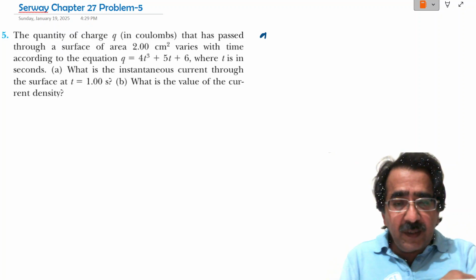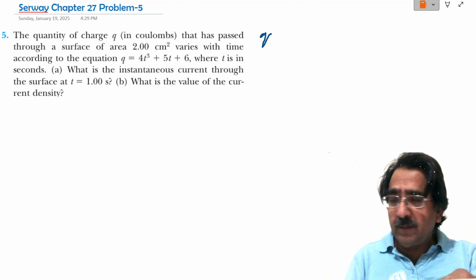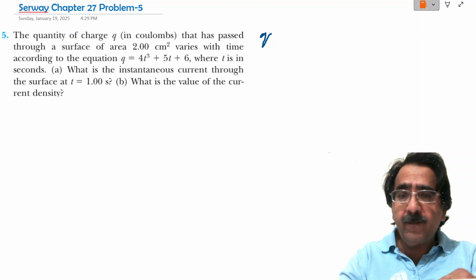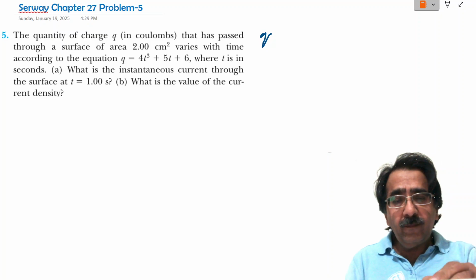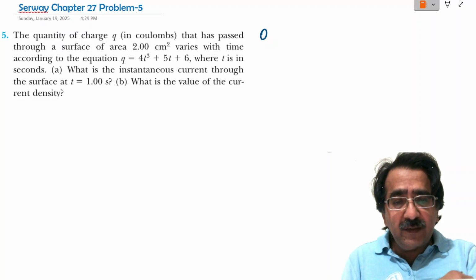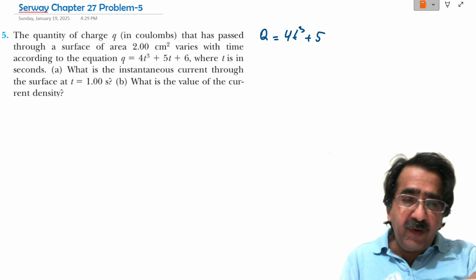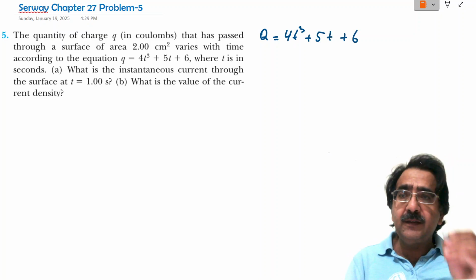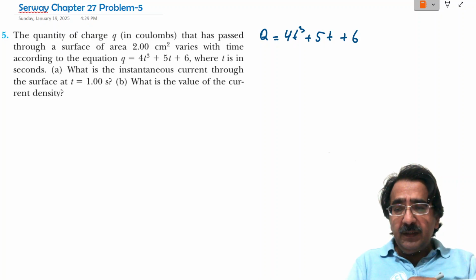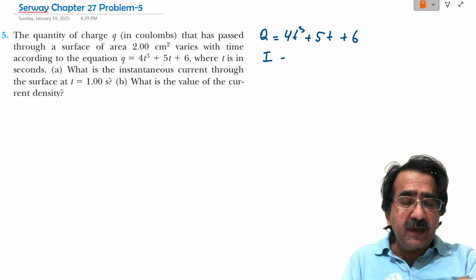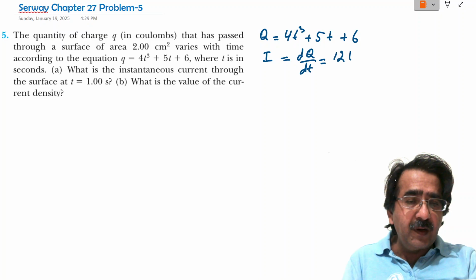Okay, so the charge is given: q equals 4t cubed plus 5t plus 6, where t is in seconds. What is the instantaneous current? We have to find the current. We know that current is the derivative of charge with respect to time. That will be 12t squared plus 5.